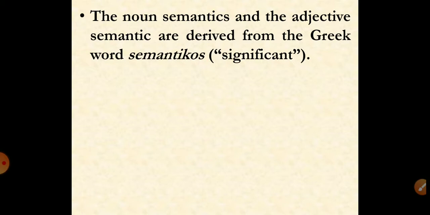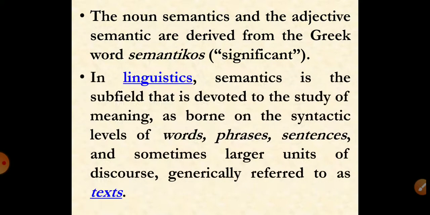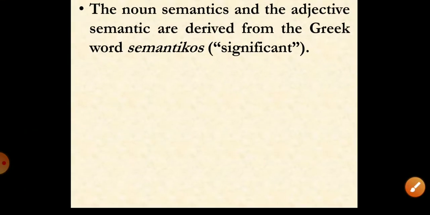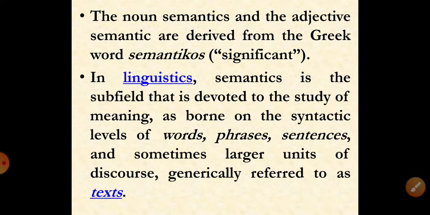Now the noun semantics and the adjective semantic are derived from the Greek word semantikos. मगाशी मी सांगितलं ना semantikos, that is significant. So the word has come from a Greek word. Semantics comes from semantikos. In linguistics, it is the subfield that is devoted to the study of meaning, as inherent at the levels of words, phrases, sentences, and sometimes larger units of discourse, generically referred to as texts.